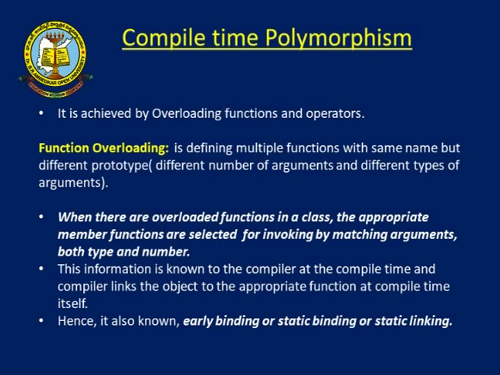So when we define multiple functions with the same name but with a different number of arguments and different types of arguments, that is called function overloading. This function overloading is actually done in a class. That means we can have multiple member functions with the same name but with a different number of arguments and different types of arguments. So compile time polymorphism is actually achieved by overloading the functions.